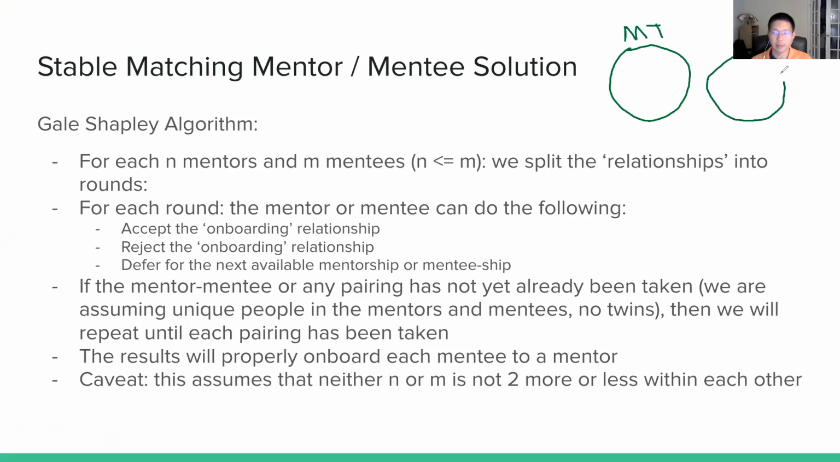And here's the set of mentees. And these sets are disjoint. So the intersection of mentor-mentee is, of course, if you remember from set theory, a null set.